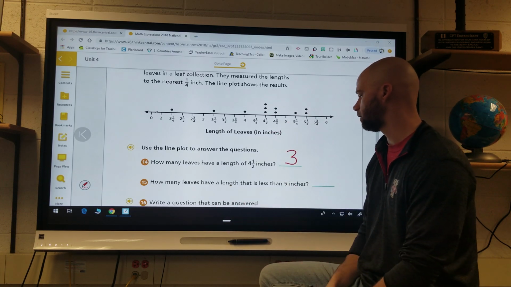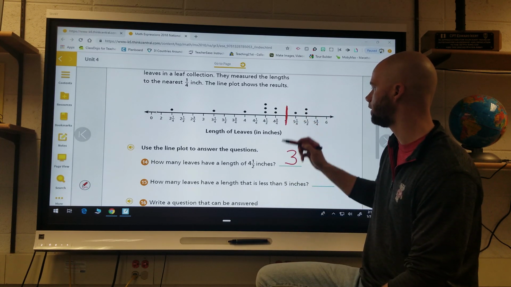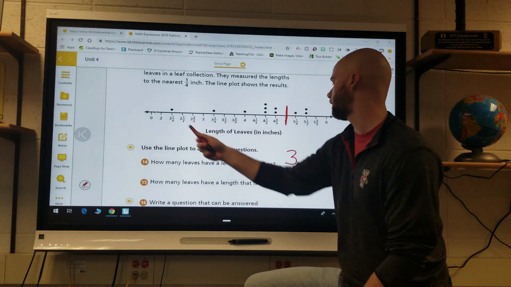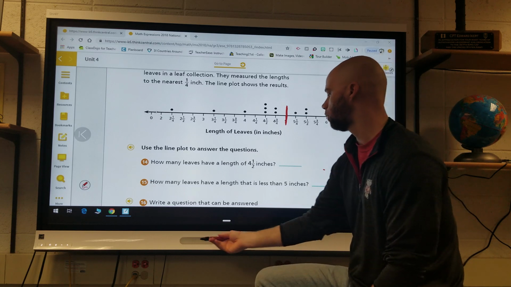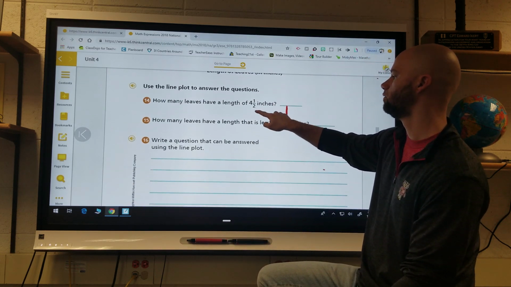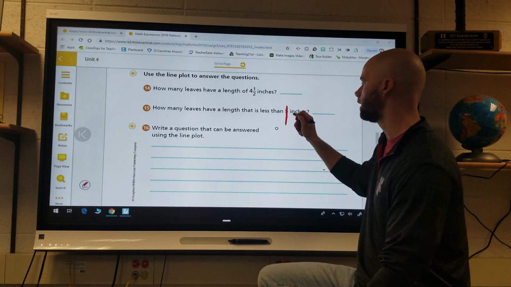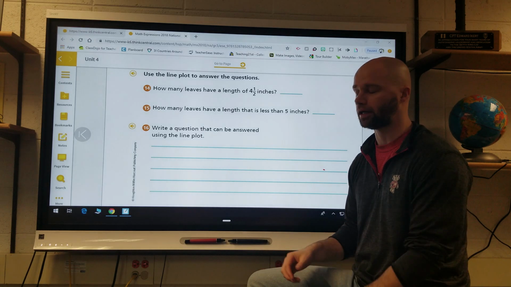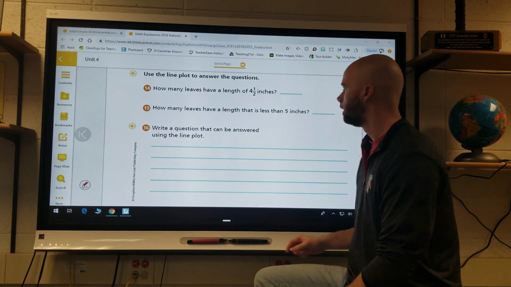How many leaves have a length that is less than 5 inches? So remember, it has to be less than 5, not right on. So 1, 2, 3, 4, 5, 6, 7, 8. So your answer should be 8. And then write a question that can be answered using the line plot. Answers can vary there. Again, if you could check with a partner, make sure that your question makes sense. Okay. All right.